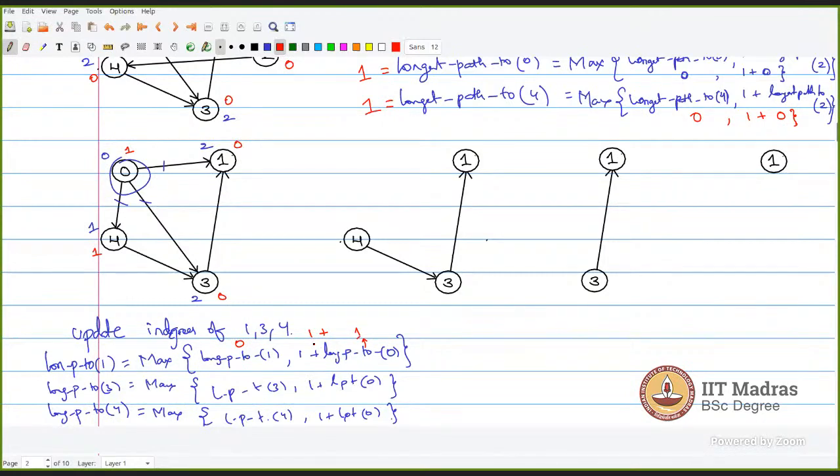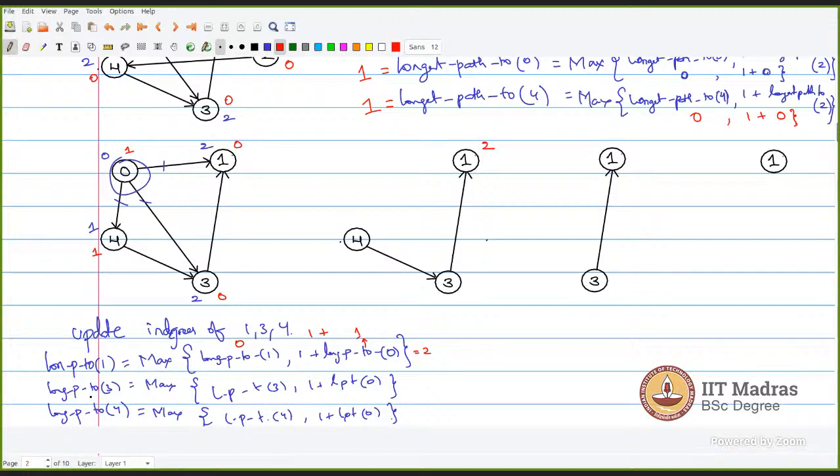Now what will be the max of 0 comma 2? Sorry, what is max of 0 comma 2? You have to choose the maximum value, so it will be 2. So see, the longest path to 1 has jumped directly from 0 to 2. So we update the longest path to 1, this particular red number of vertex 1, as 2.